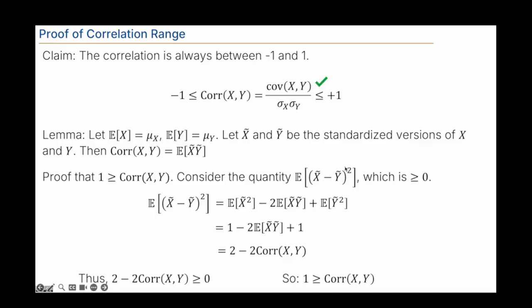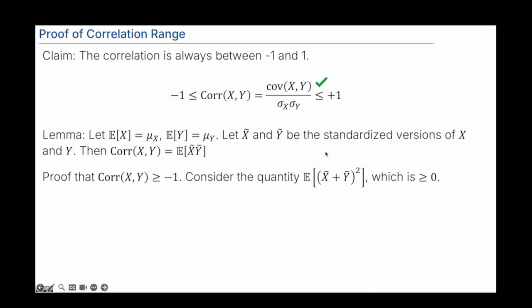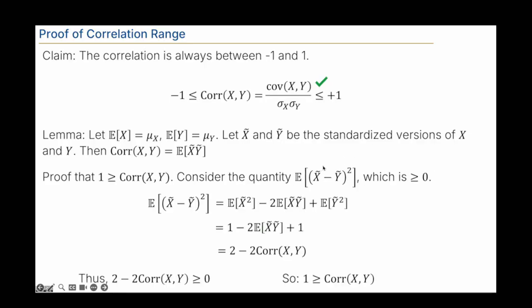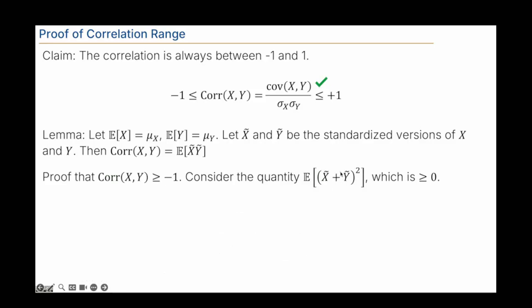How do you show the other way? That one's done. Now I want to show the correlation is always greater than or equal to minus 1. The proof is exactly the same, except that now instead of using x tilde minus y tilde, I'm going to use plus. And again, why?